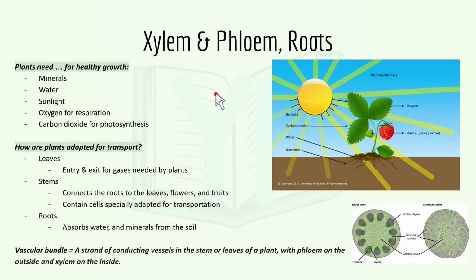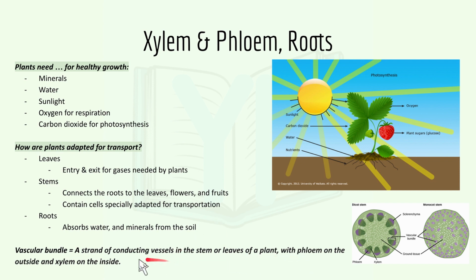So we'll move on to xylem, phloem, and roots. Plants need minerals, water, sunlight, oxygen, and carbon dioxide for healthy growth. So here's how plants are adapted for transport. They have leaves, which are for entry and exit of gases needed by plants through the stomata, as discussed last lesson. Stems connect the roots to the leaves, flowers, and the fruits, and contain cells specifically adapted for transportation, and roots absorb water and minerals from the soil.